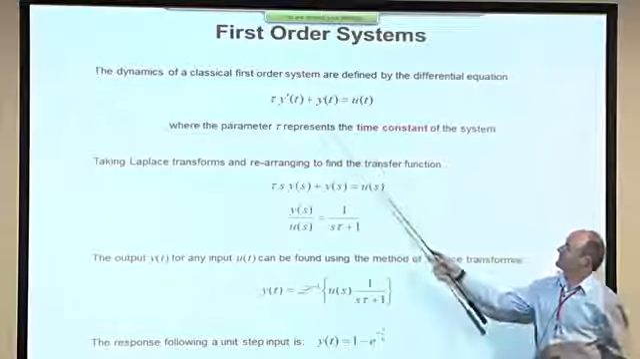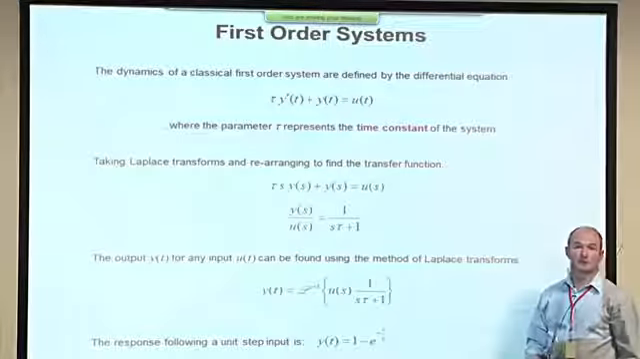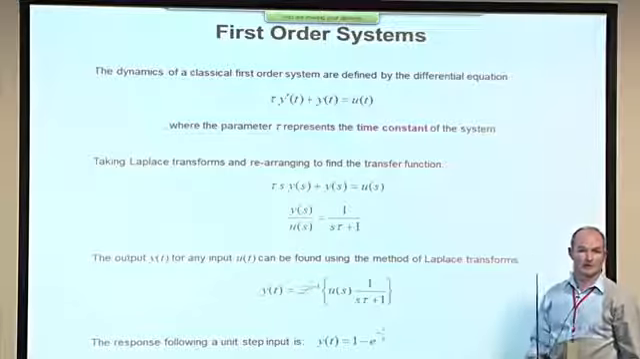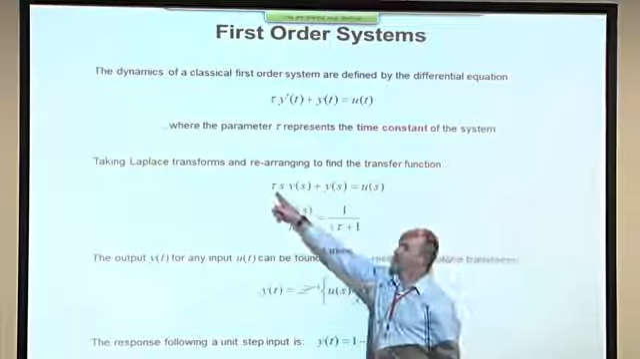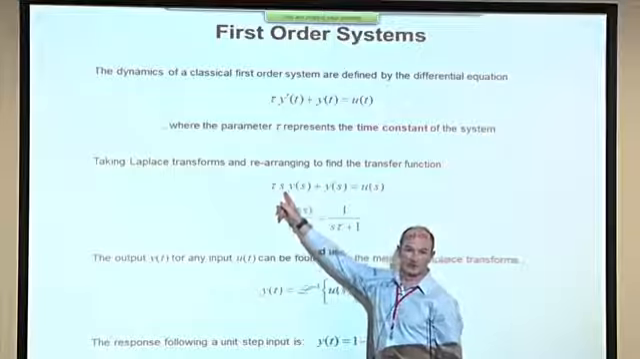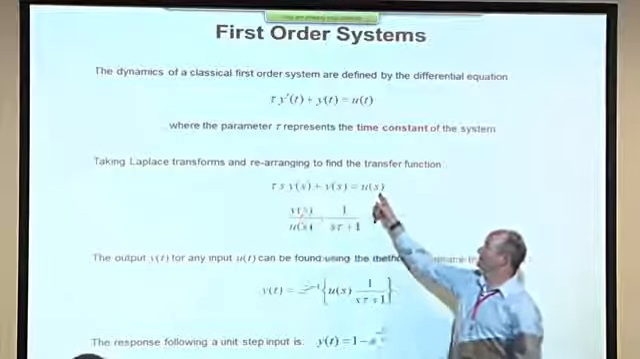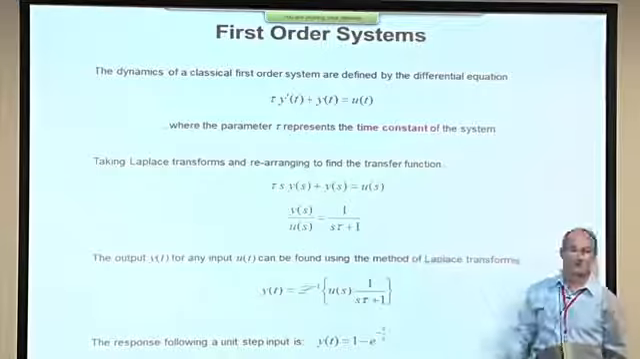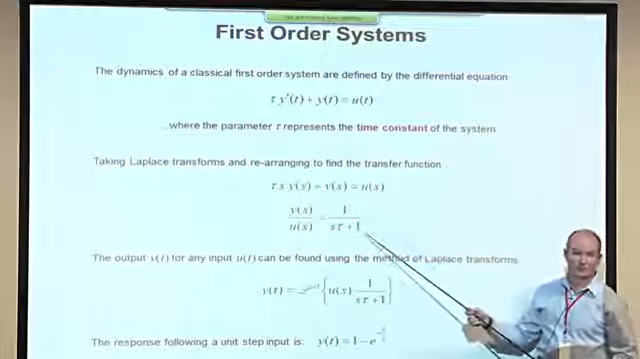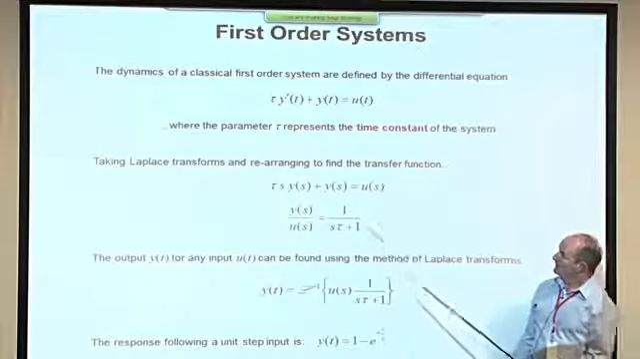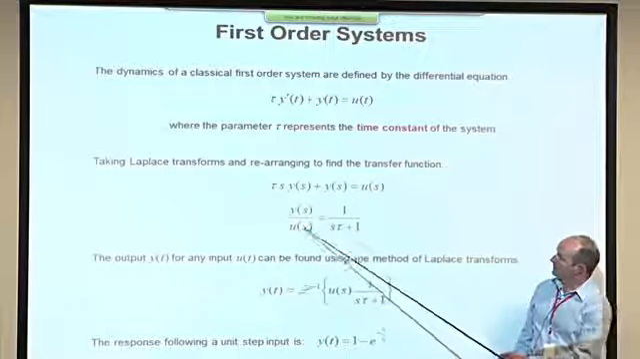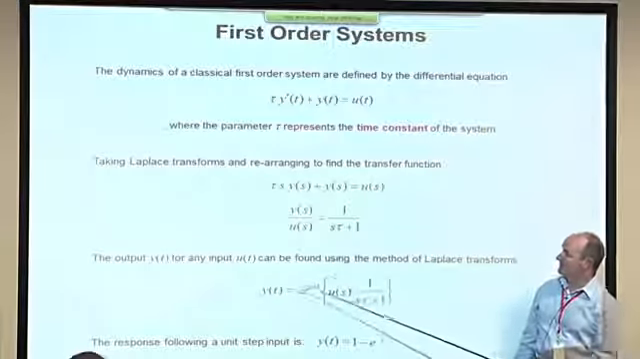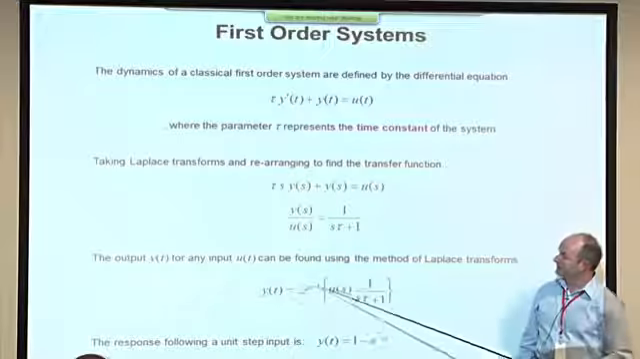Now we treat this differential equation just as we did in the previous slides. We take its Laplace transform for 0 initial conditions. So we find that the Laplace transform term by term is tau times s times Y of s plus Y of s equals U of s, and the transfer function is 1 over s times tau plus 1. Now we can calculate how this system will respond for various types of input by multiplying both sides by U of s and taking an inverse Laplace transform.